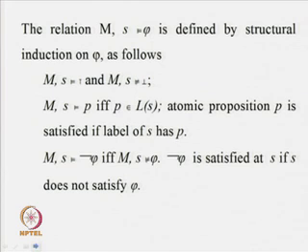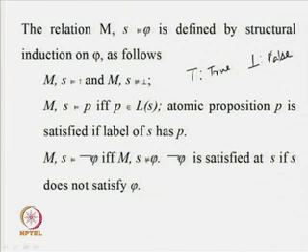Now, that is why I am saying that the relation M, S models phi, is defined by the structural induction of phi as follows. In general, we are going to say that in every state it will be marked by the truth value true, and it will not be marked by the truth value false, because top represents the truth value true and bottom represents the truth value false. So, top is your true and bottom is your false.